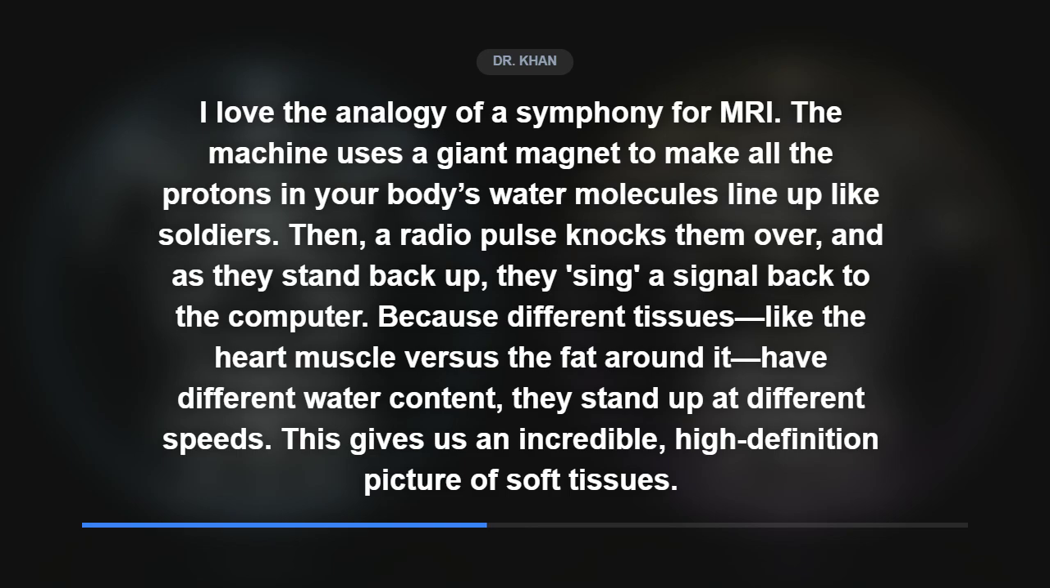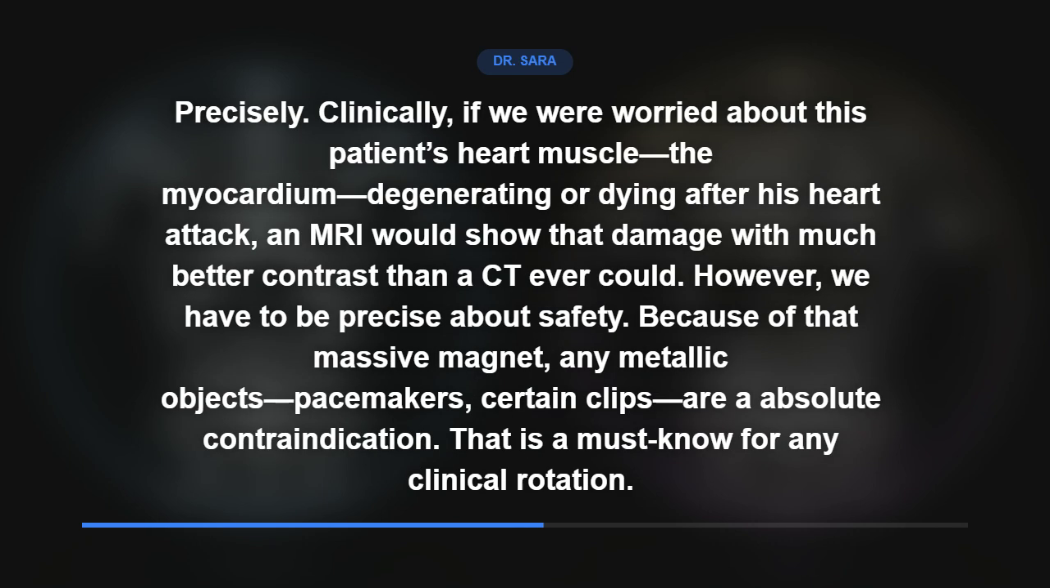I love the analogy of a symphony for MRI. The machine uses a giant magnet to make all the protons in your body's water molecules line up like soldiers. Then a radio pulse knocks them over, and as they stand back up, they sing a signal back to the computer. Because different tissues, like the heart muscle versus the fat around it, have different water content, they stand up at different speeds. This gives us an incredible high-definition picture of soft tissues.